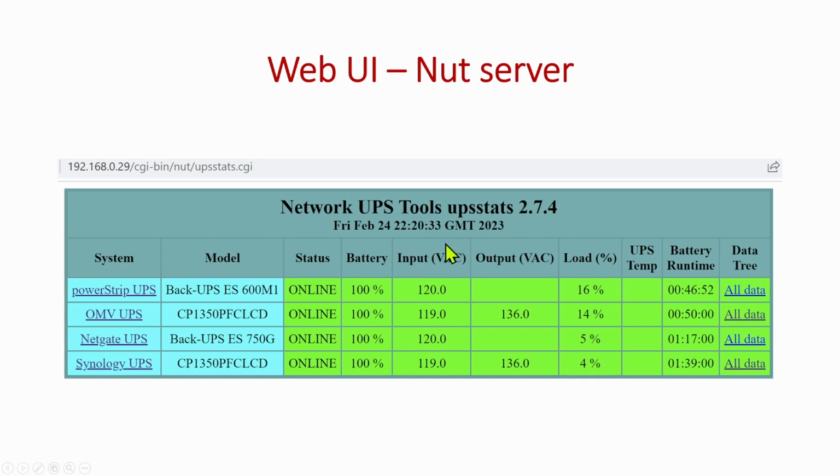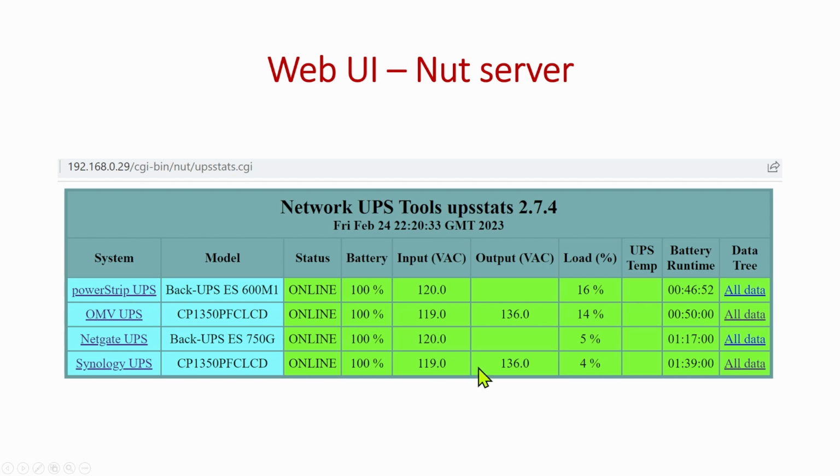Now, input and output voltage, in my experience, NUT server doesn't accurately report it, so don't get too bogged down with that information. It also gives you a load, and there are some URL links, data tree as well as here, right? So we'll come to that later.